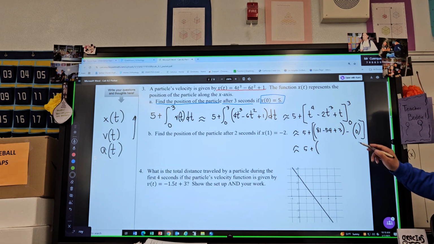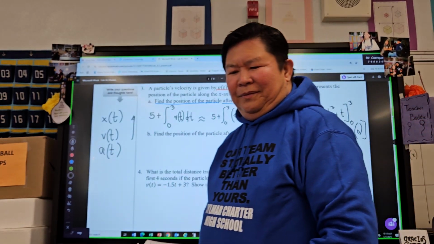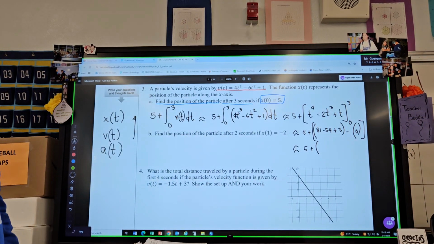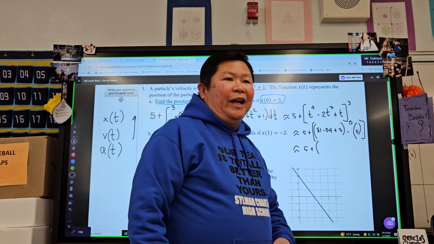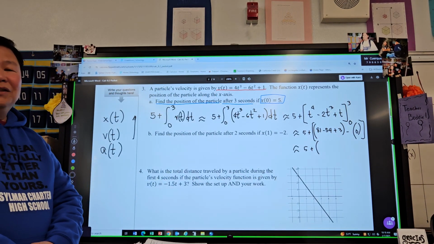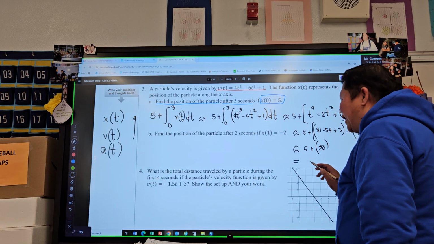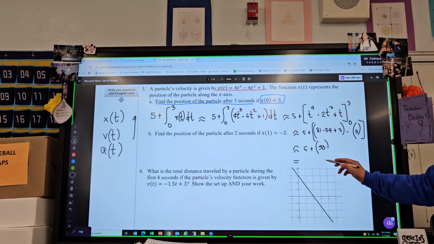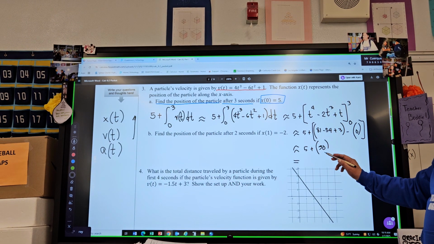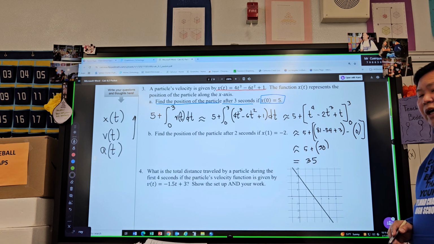Simplify this. You have 5 plus, and then what is 84 minus 54? I added 81 and 3, so 84 minus 54 is 30. You're going to have to show it right here. You said that your final answer a while ago when you used the calculator is 35, and this is exactly 35. 5 plus 30 is 35. Okay?